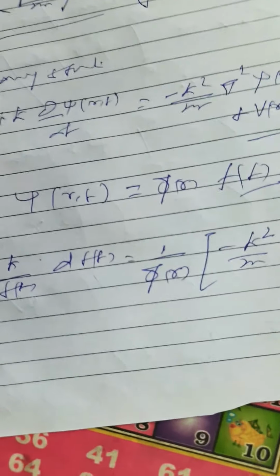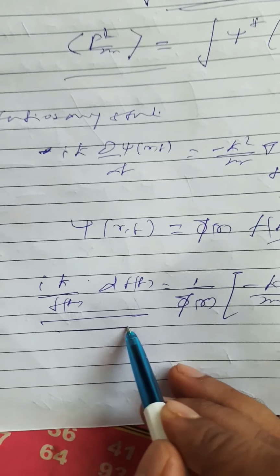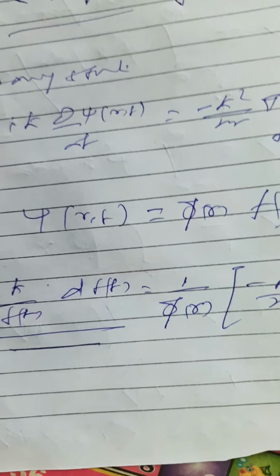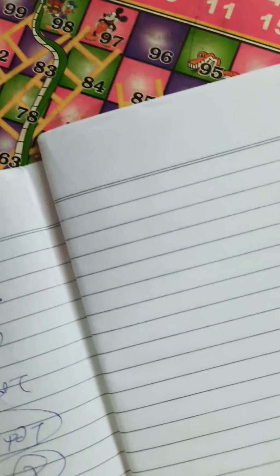Now since the left hand side of the above equation is a function of time alone, while the right hand side is a function of space alone, this equality is possible only if each of these functions is equal to the same separation constant, and we'll consider the separation constant to be, say, E.